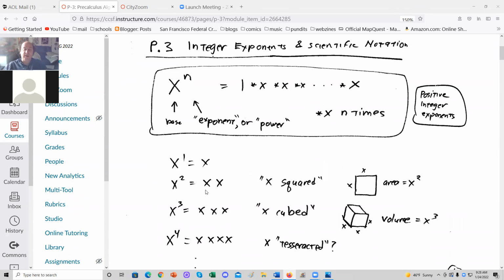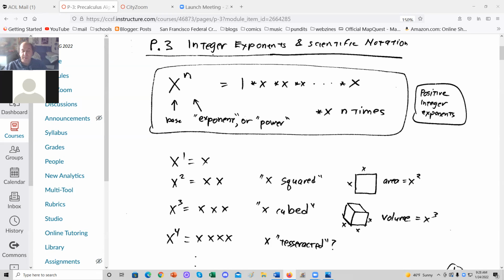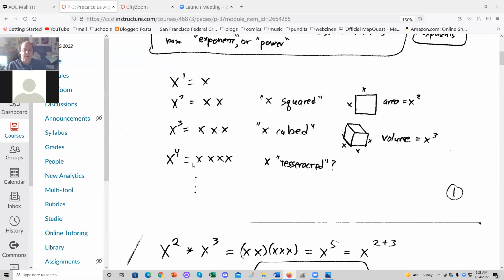X to the second power is x times x, called x squared, because if you have a square with side x, then the area is x times x, therefore the name x squared. X to the third power is x times x times x, called x cubed, for a similar reason. If you have a cube with side x, then the volume is x times x times x, x to the third power. X to the fourth is 4 x's multiplied, x times x times x times x.